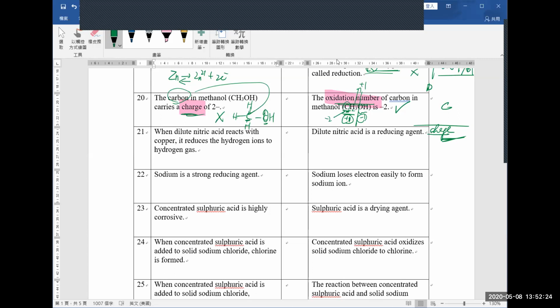21. Chen Zihin. When dilute nitric acid, so underline the term dilute nitric acid, reacts with copper, it reduces the hydrogen ions to hydrogen gas. Dilute nitric acid is a reducing agent.